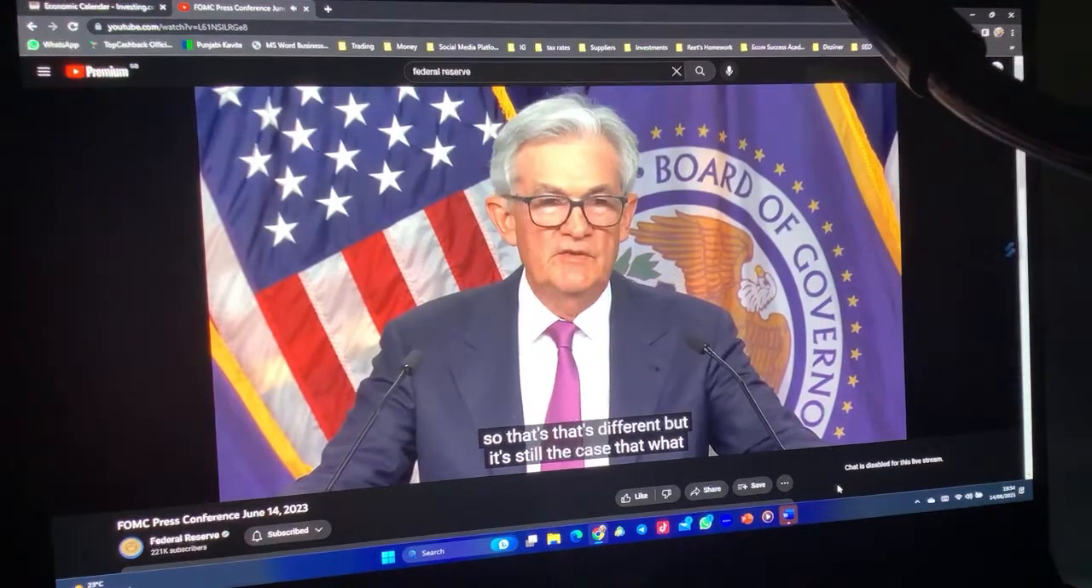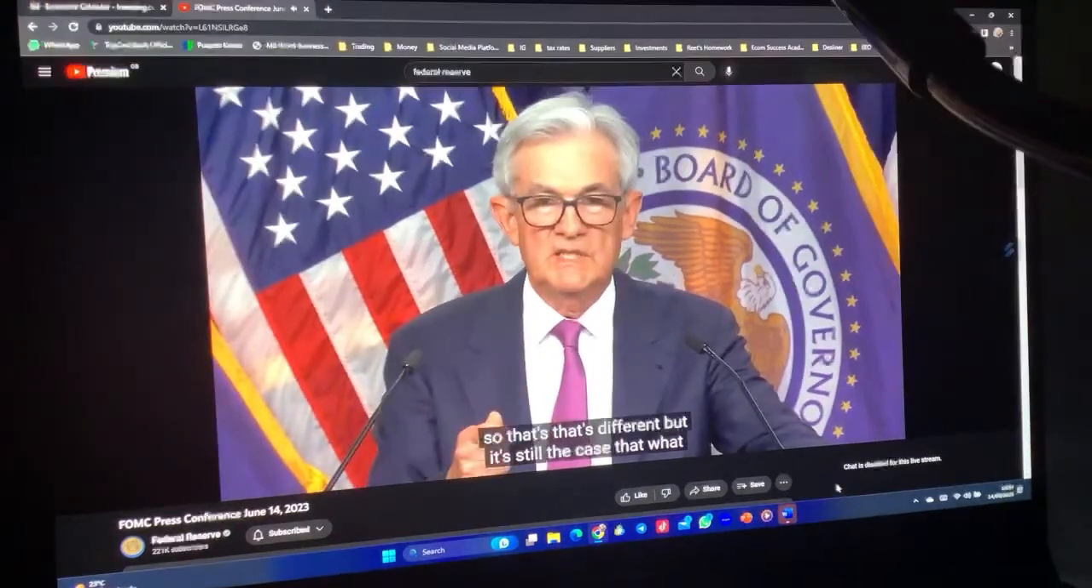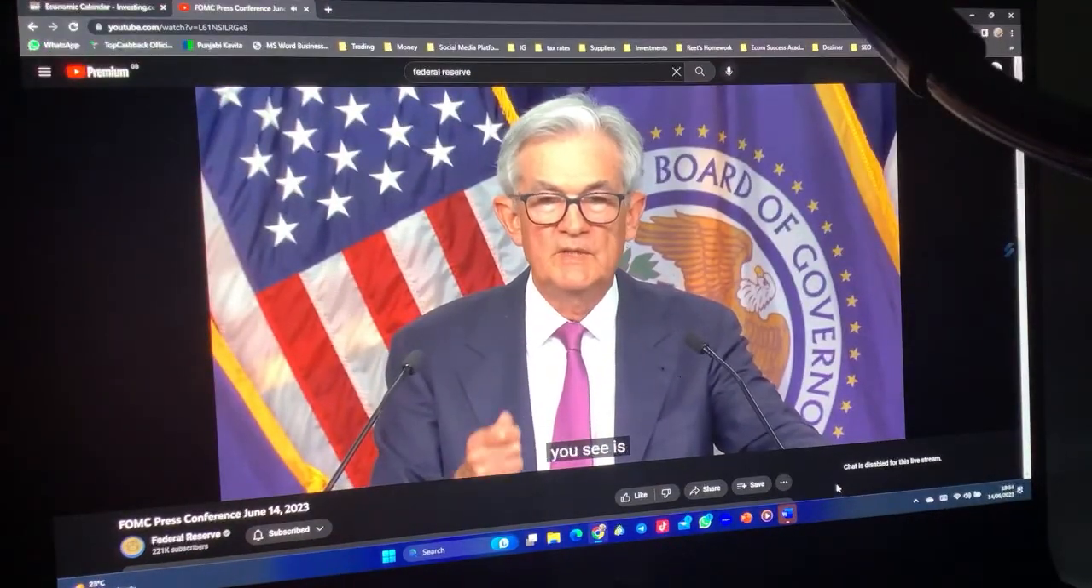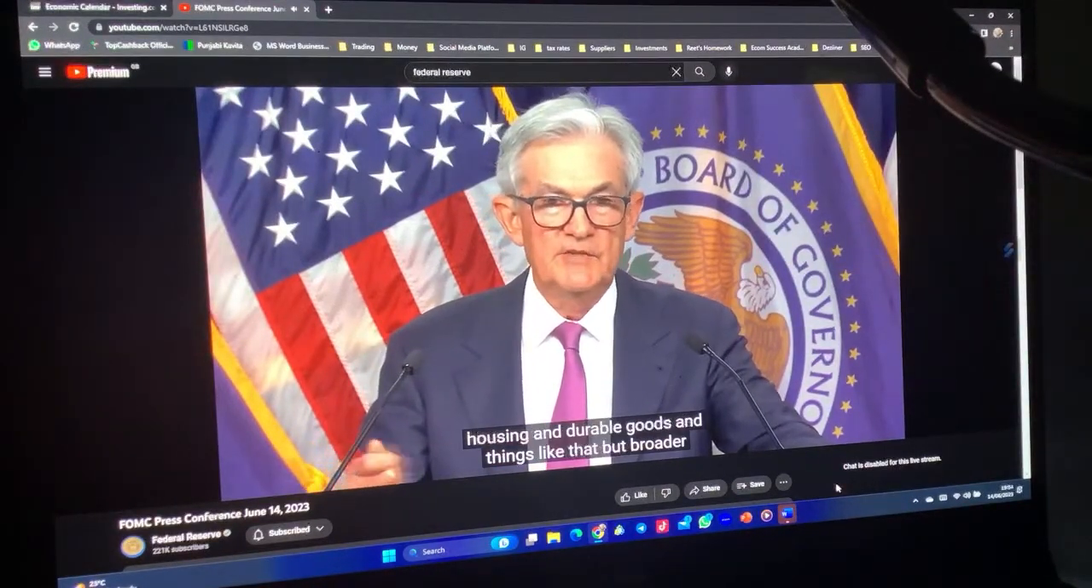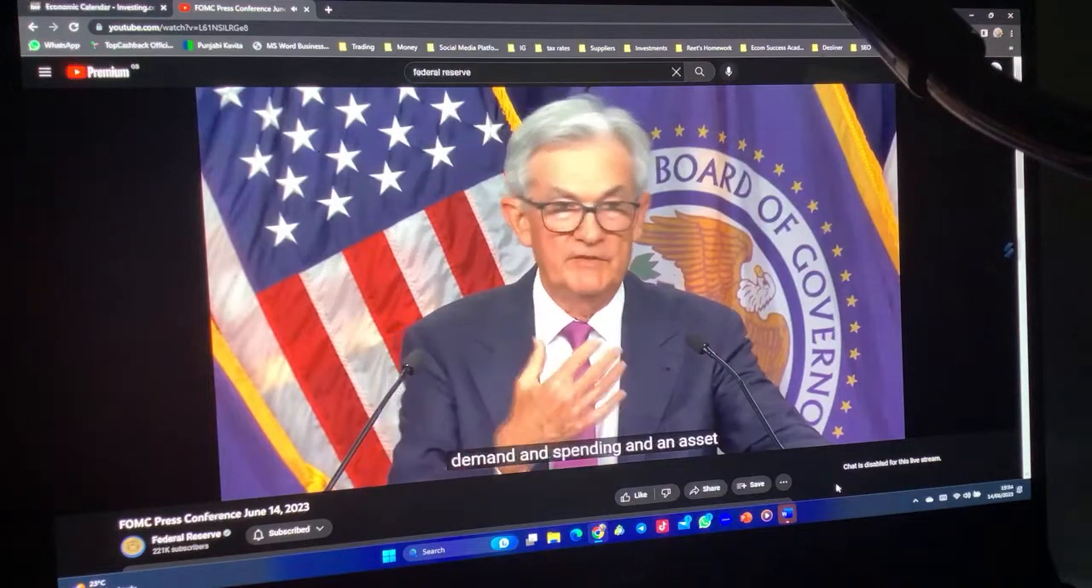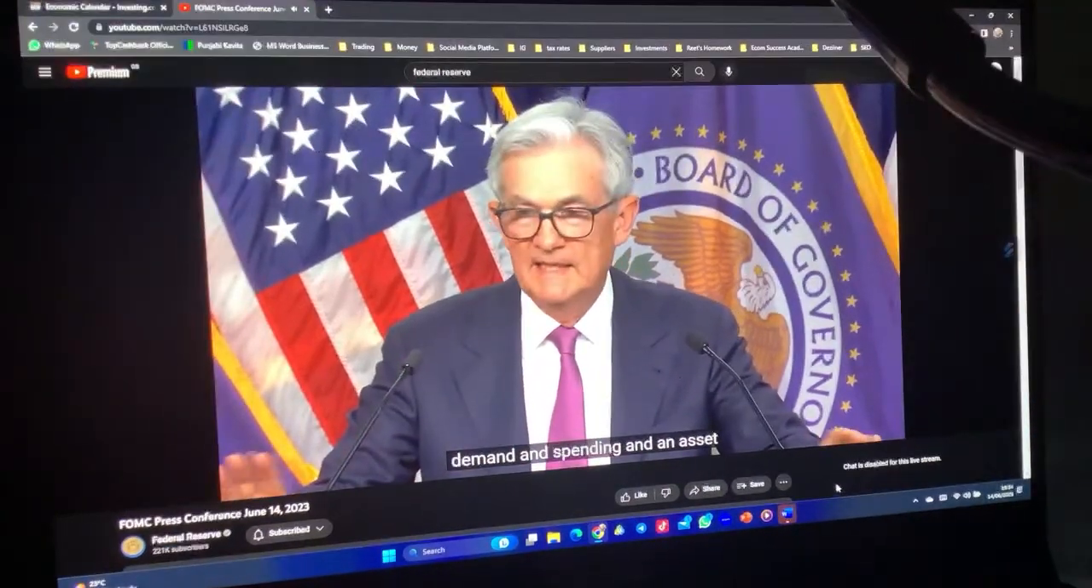But it's still the case that what you see is interest-sensitive spending is affected very quickly, so housing and durable goods and things like that. But broader demand and spending and asset values and things like that, they just take longer.